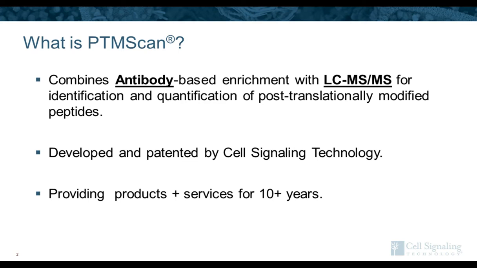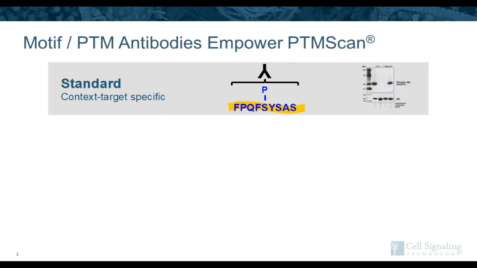And really the key to success in PTMScan are the antibodies that we're using. So typically when we develop an antibody, we use a single peptide or a piece of a protein or even a full-length protein as the antigen. Here we're showing a phosphopeptide. The antibodies that we use for PTMScan, however, are a little bit different.